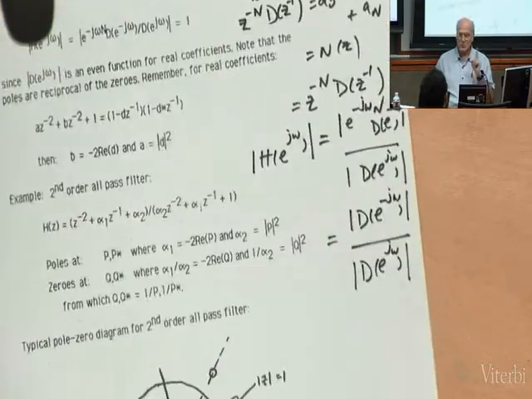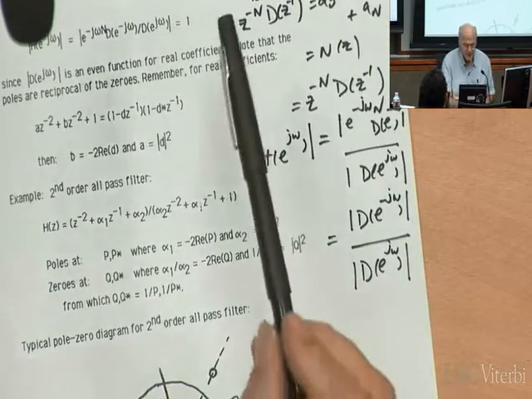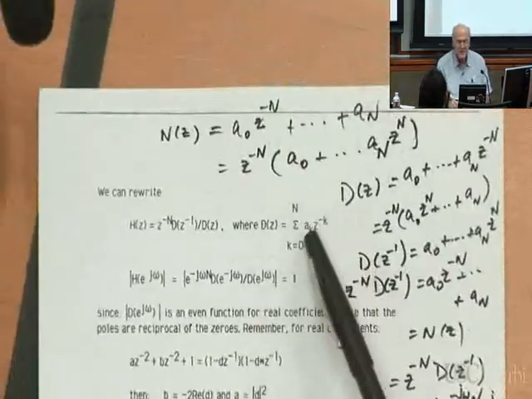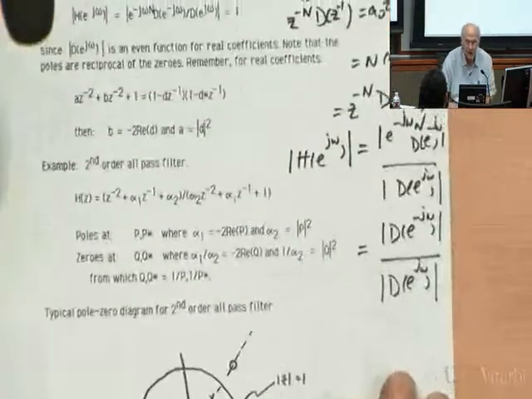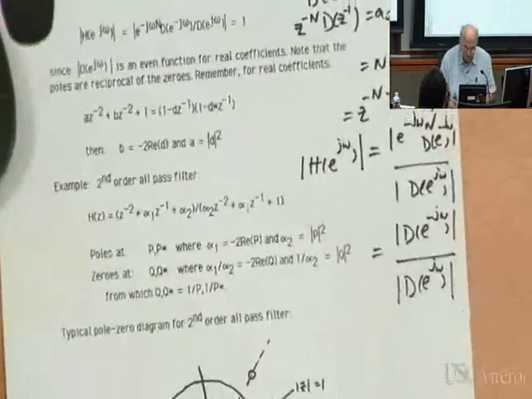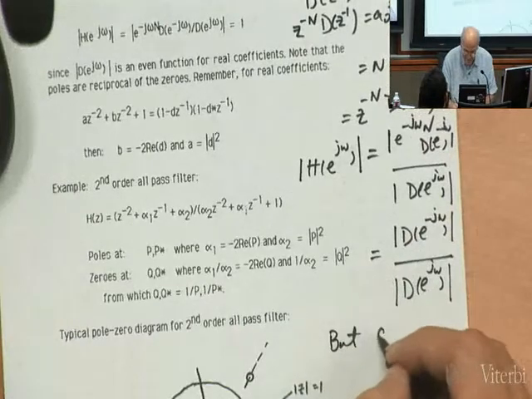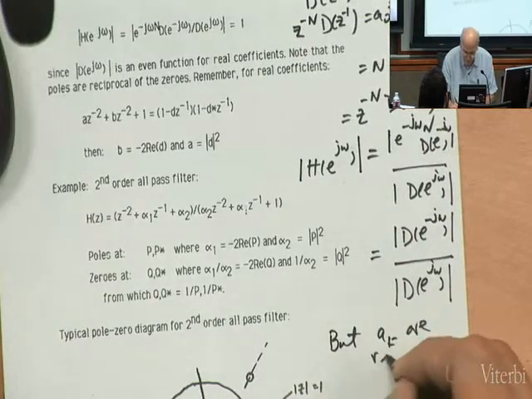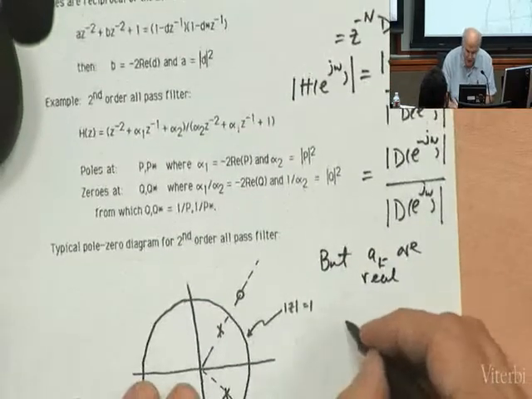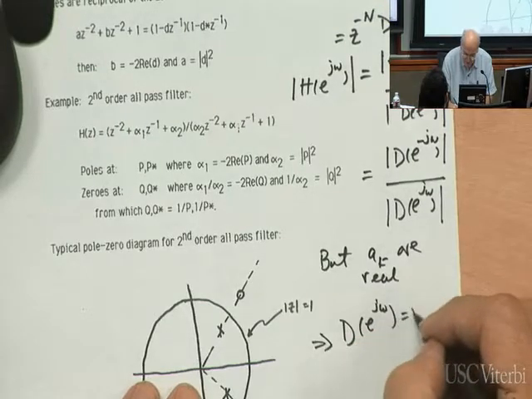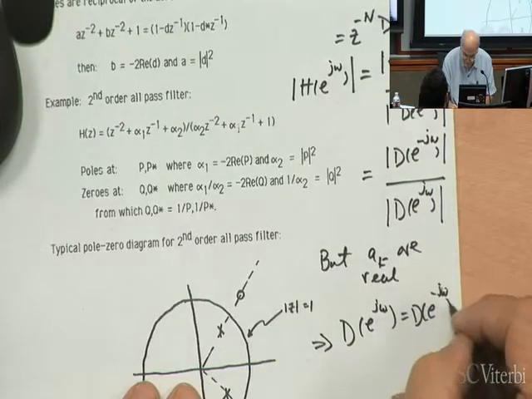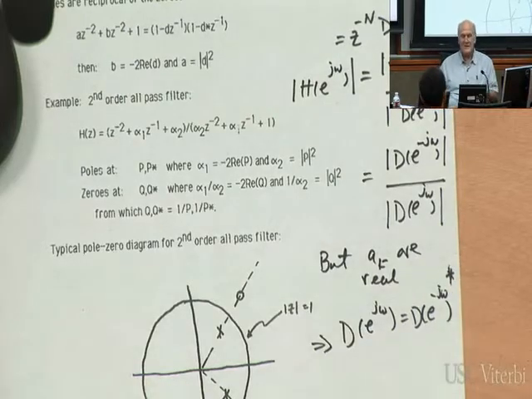Now, what is that equal to? Well, don't forget the denominator, see this, a sub k? They're all real coefficients. And if we have real coefficients, that implies there's complex conjugate symmetry. D(e^{jω}) is equal to D(e^{-jω}) complex conjugate. Okay? Complex conjugate symmetry.